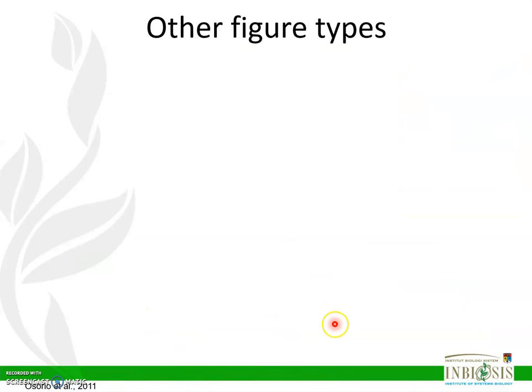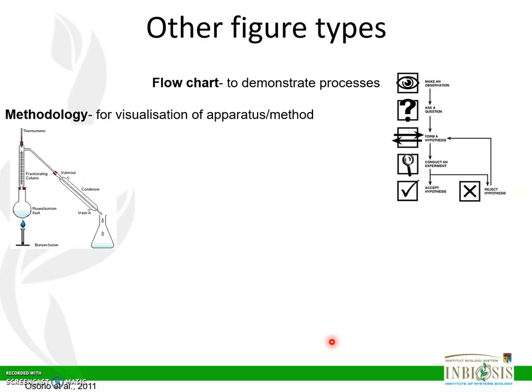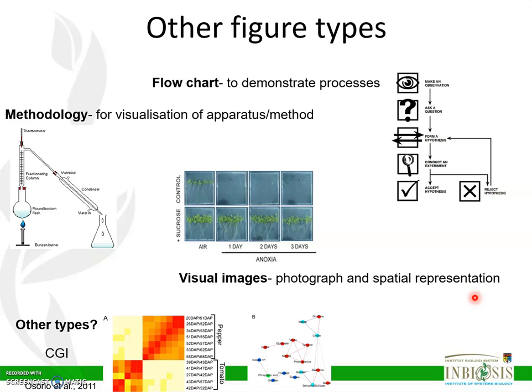There are also many other types of figures such as a flow chart to demonstrate processes within your experimental workflow, and a methodological figure to visualize a certain instrument, apparatus or special method. Meanwhile, visual images are great for photographs and spatial representation. Recently, other types of figures such as computer-generated imagery (CGI) are also presented in many research articles. Remember to always check recently published articles to guide you in selecting the best way for data presentation.